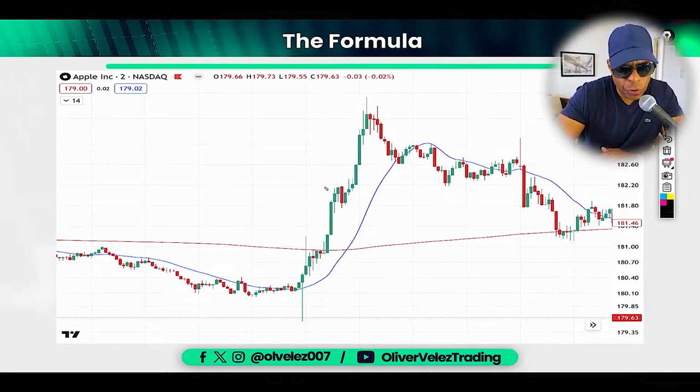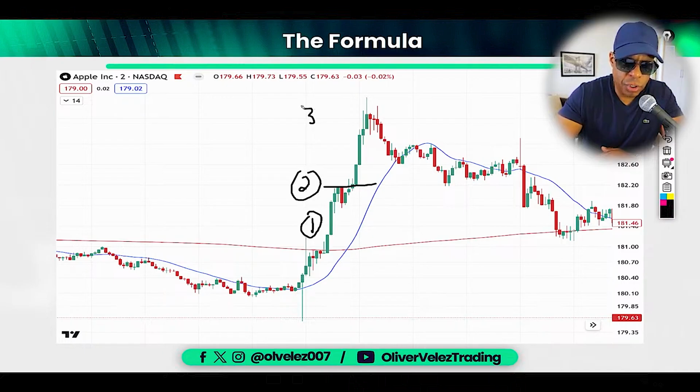Powerful. Can you take this color change? Well, yes, because this is position 1 and that's position 2, but you don't want to do it up here. That's position 3.